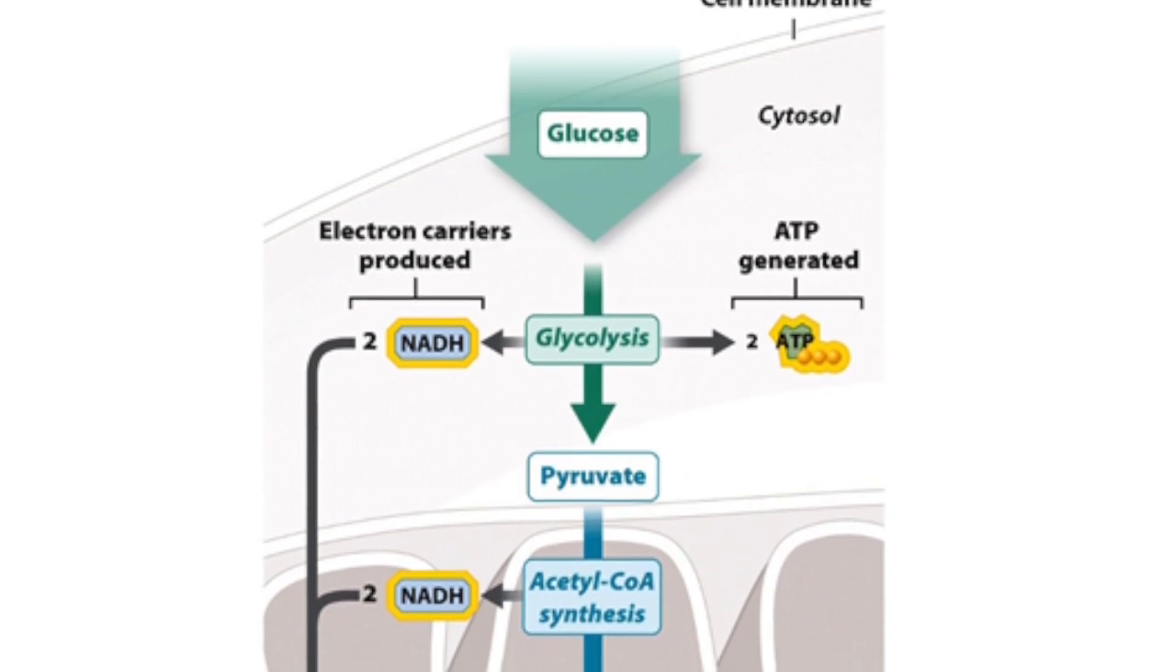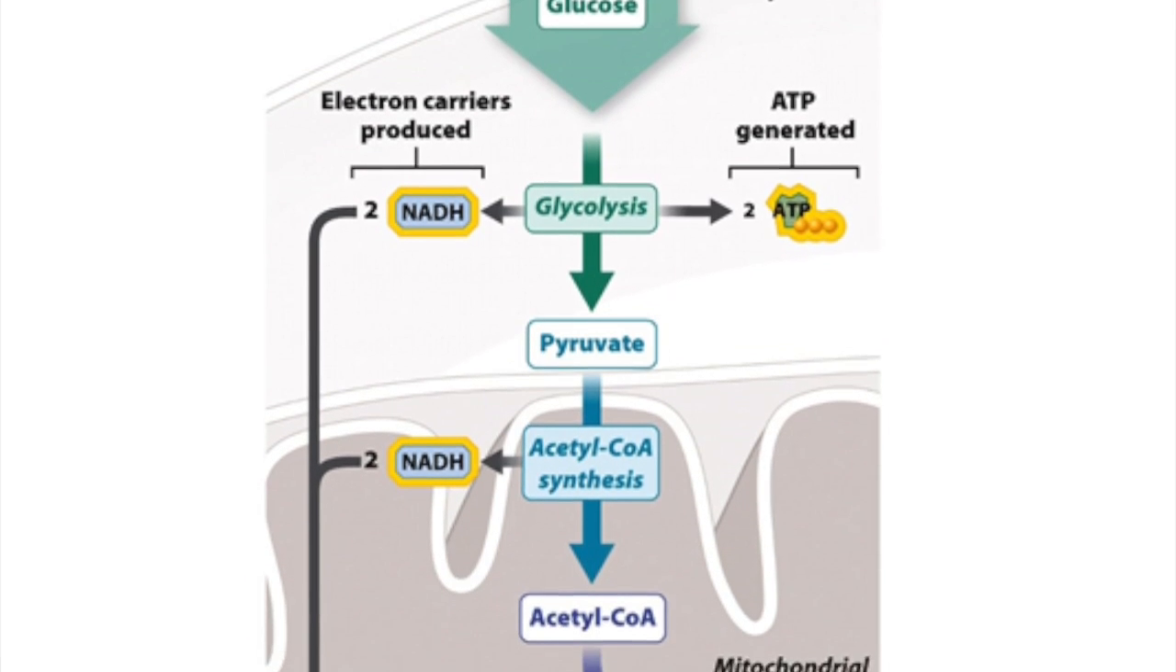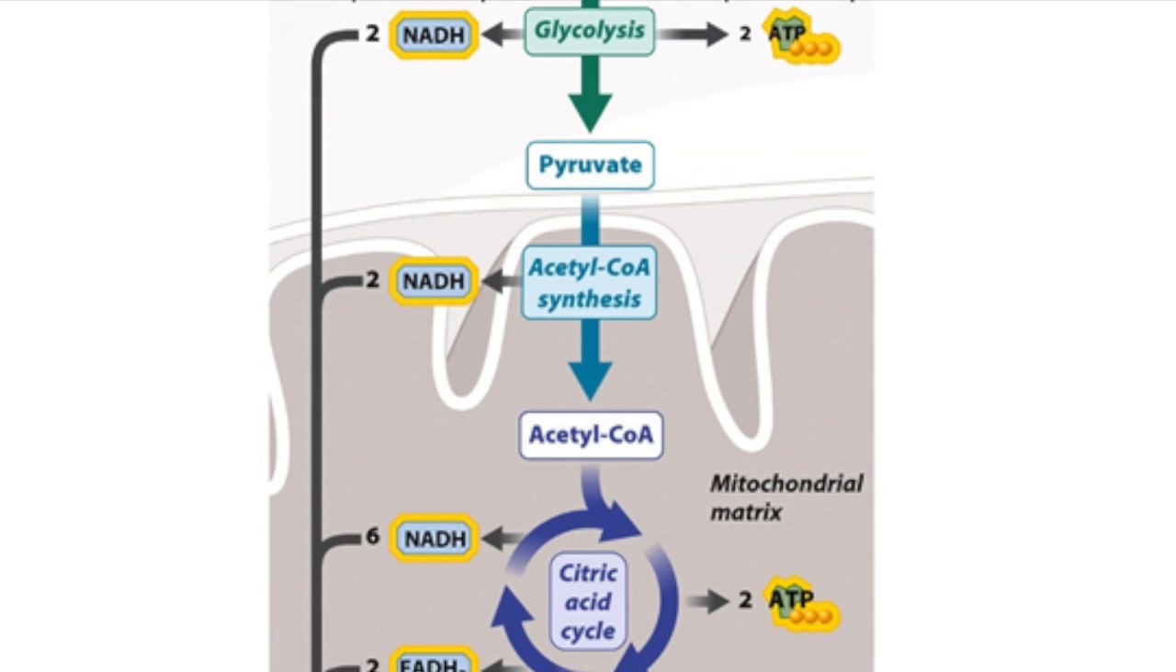A cell's ATP level is the amount of energy it has at a given time. The goal of cellular respiration is to produce as much ATP as possible.